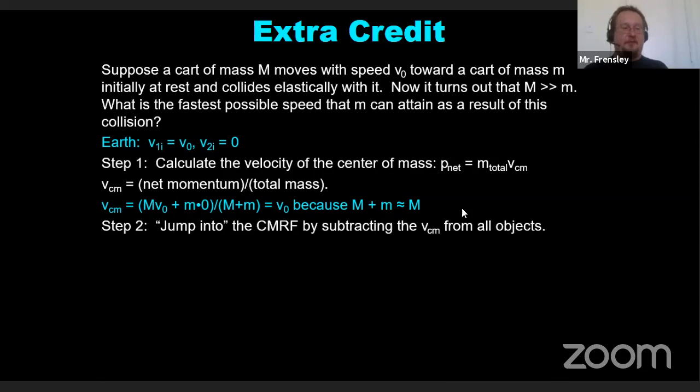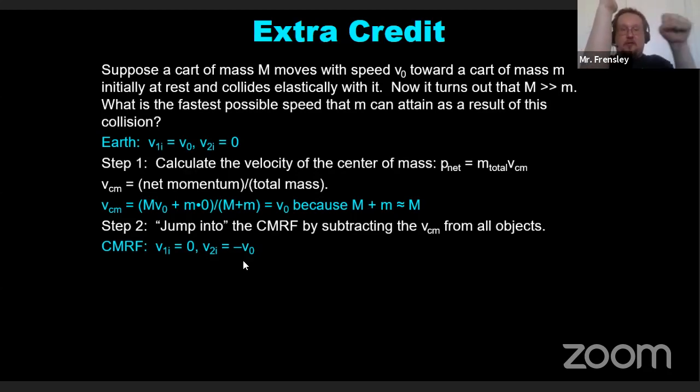Okay, let's jump into the center of mass reference frame. We're going to subtract V0 from everybody. So we subtract V0 from the big object, and he's not moving because in the center of mass reference frame, the big object is the center of mass. And then the little object is actually moving toward it. So instead of seeing the big object moving toward the little object, we're going to see the big object standing still and the little object going boom right off of it.